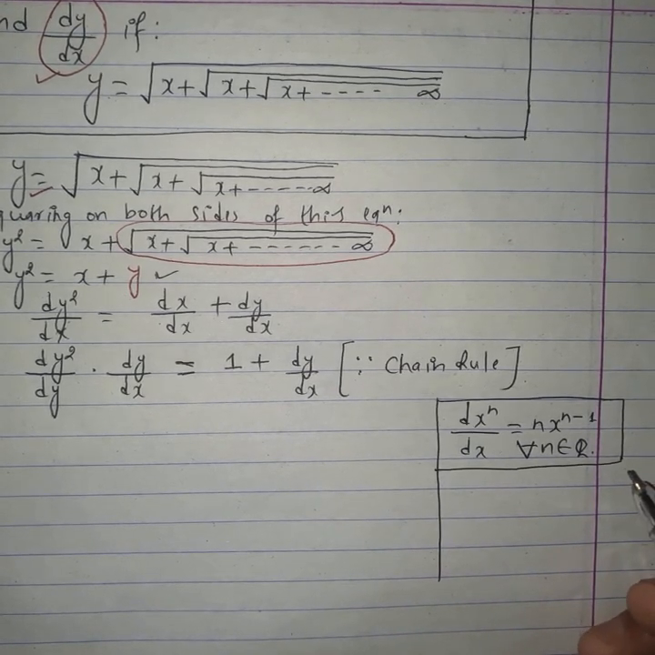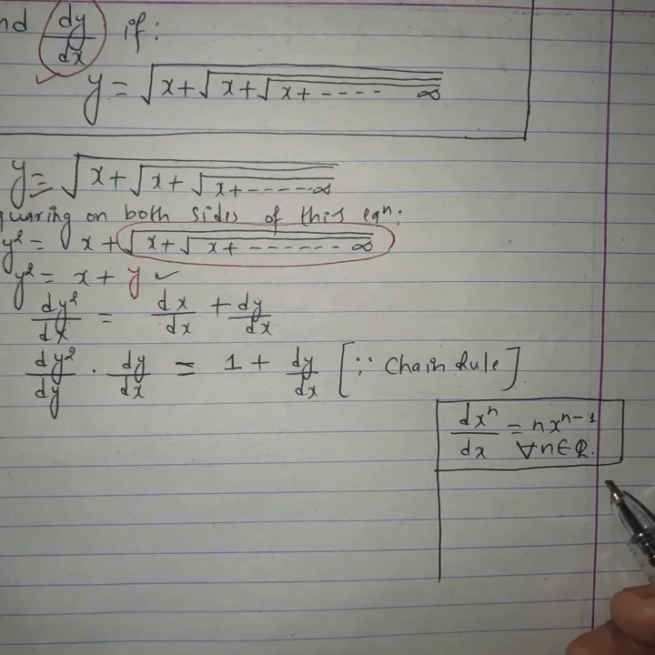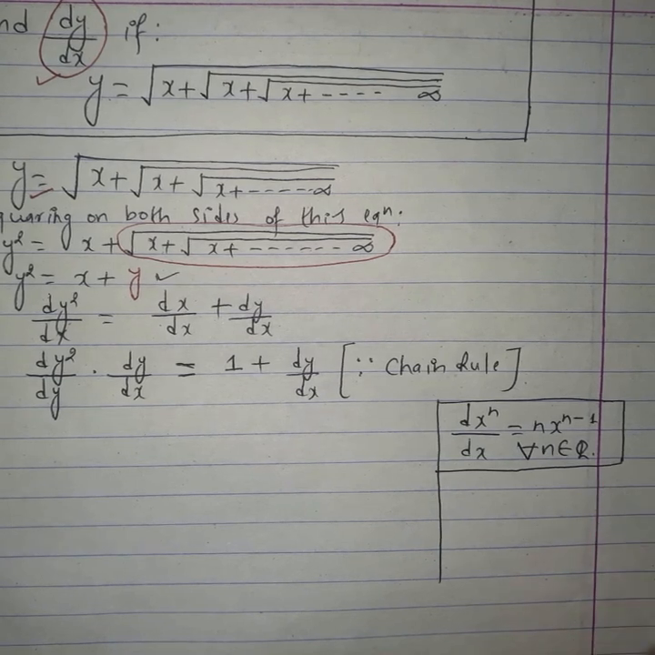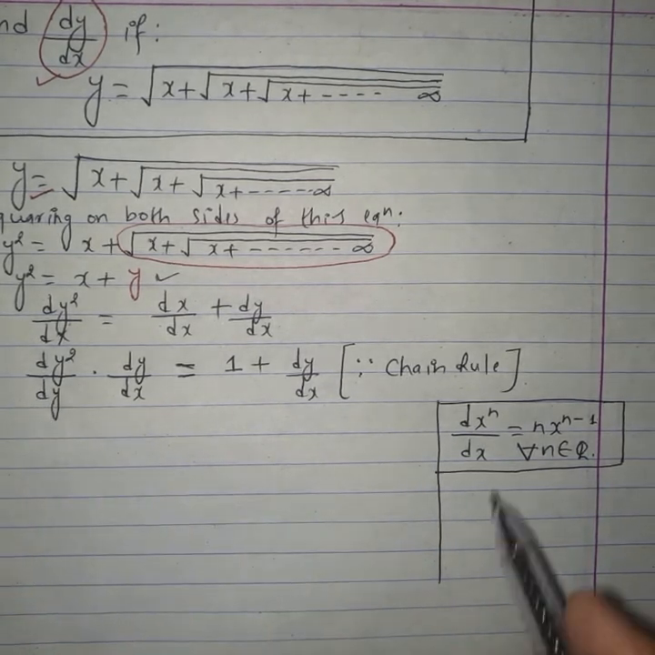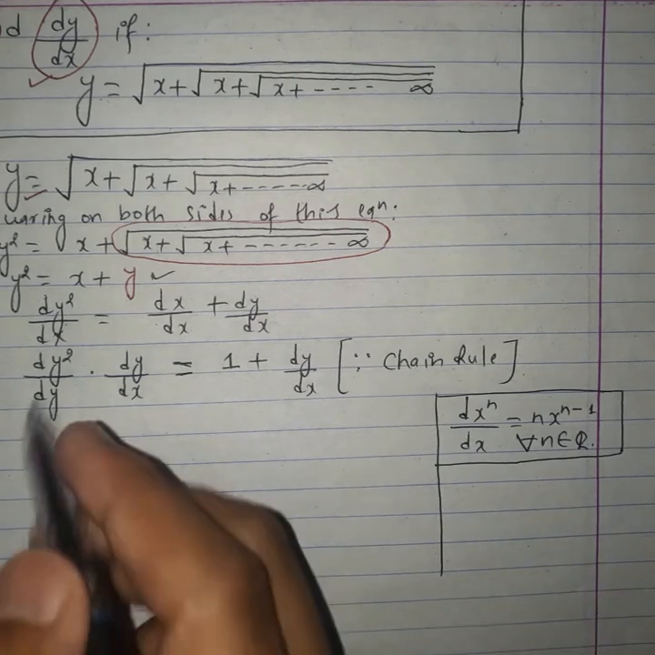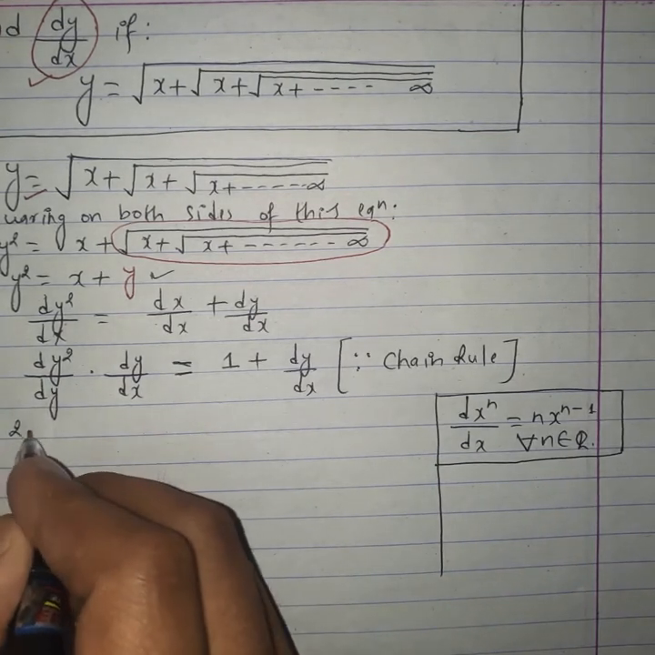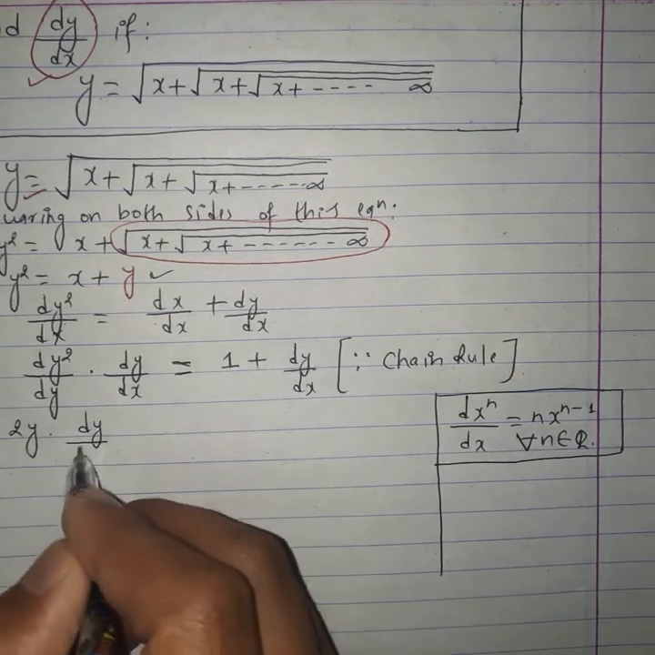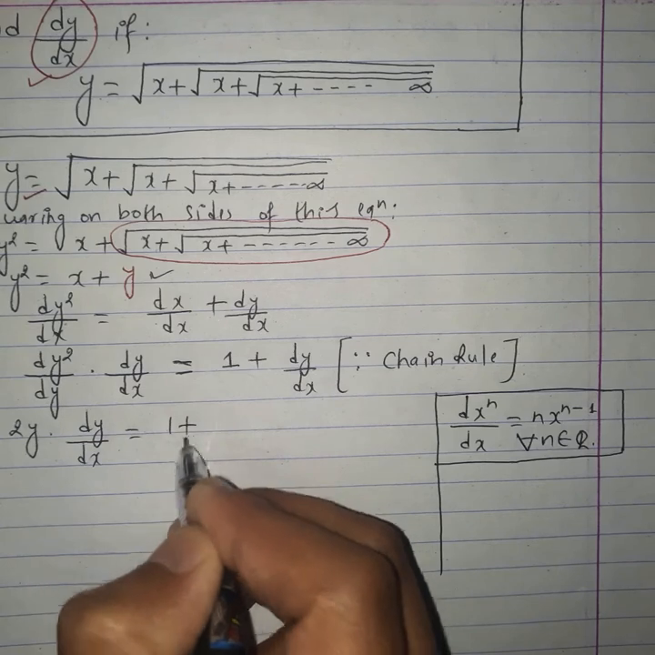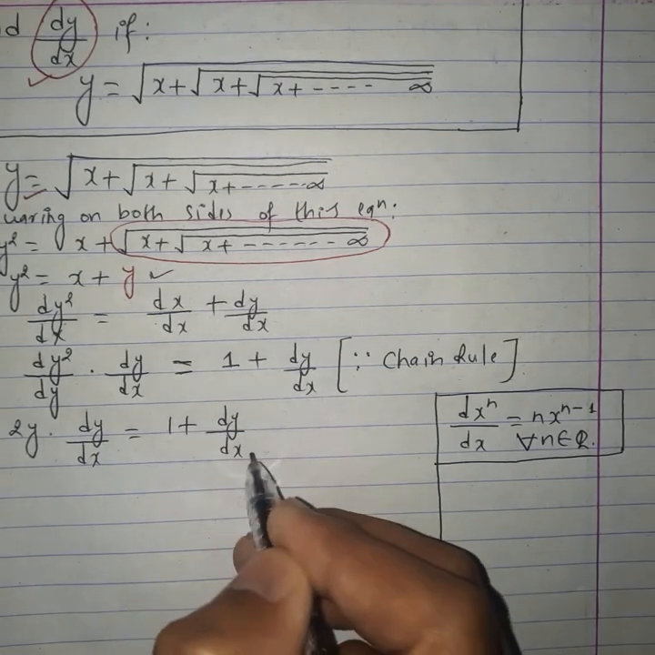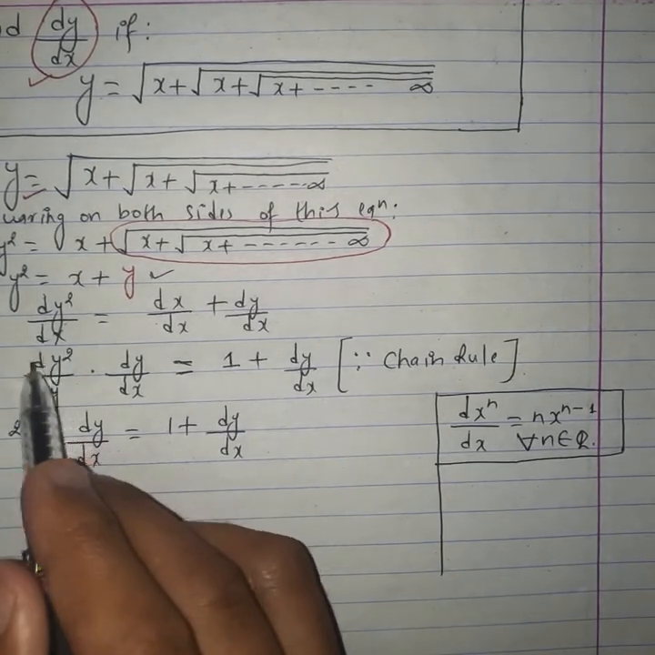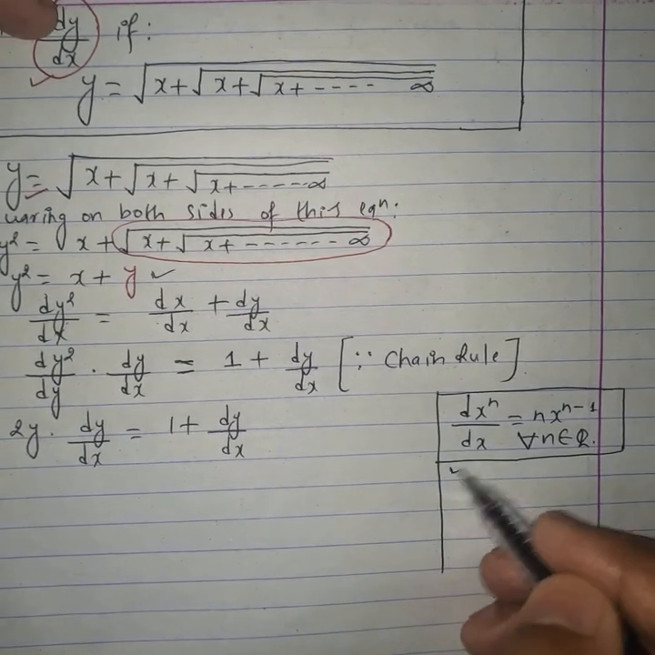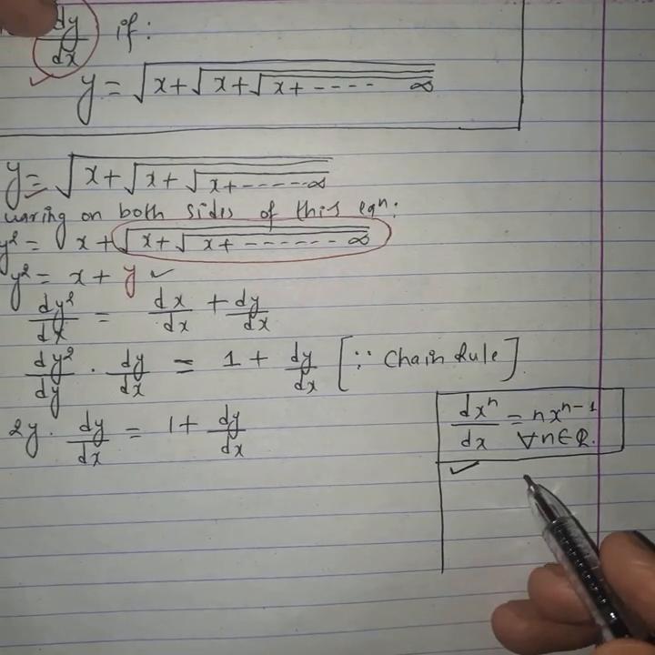I am going to use this formula on the left hand side of this equation. Here is the same format, so we can apply this formula. Here the power is 2. 2 times y raised to the power 2 minus 1 gives 1, times dy over dx, is equal to 1 plus dy over dx. Here in this step we just use the formula for dy square over dy.